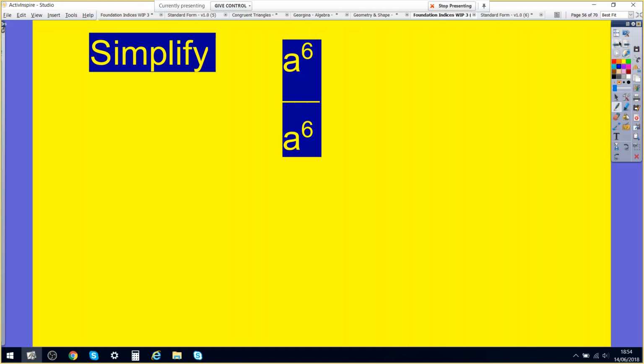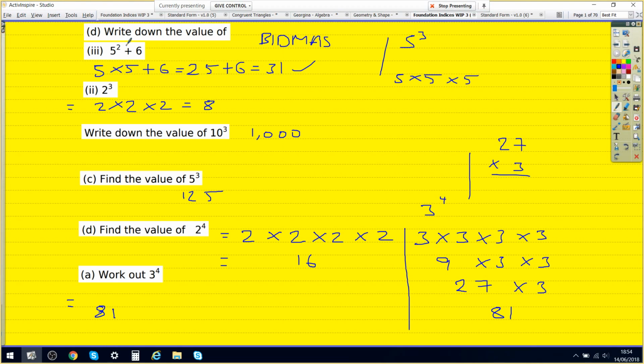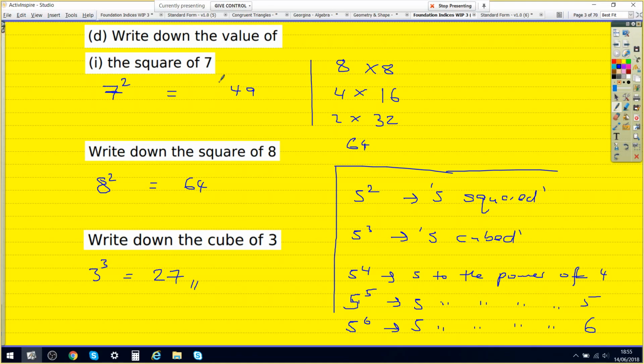Yeah, so we looked at BIDMAS, the order of operations. You had to do indices first and then add the 6 after. So we did these squared, cubed, power 4, non-calculator. So 3 to the 4 means 3 times 3 times 3 times 3. What would be the square of 5? 25. Yeah, 25.